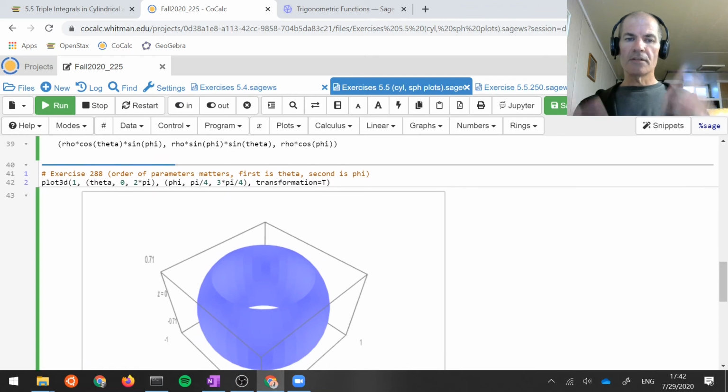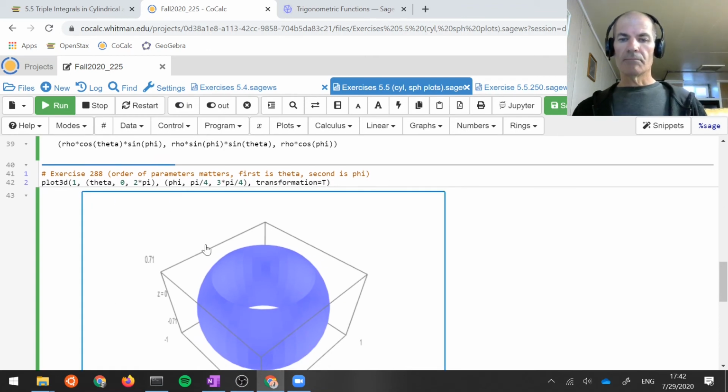Now this is just the outer shell for rho equals 1. It would actually be filled in. Boy, how can I sketch that? Let me go, I'm going to pause this and go figure it out.